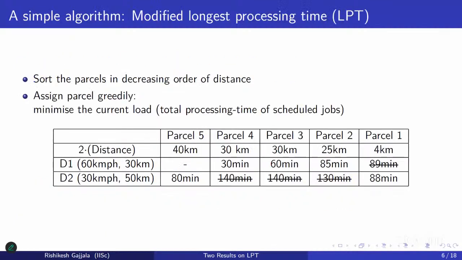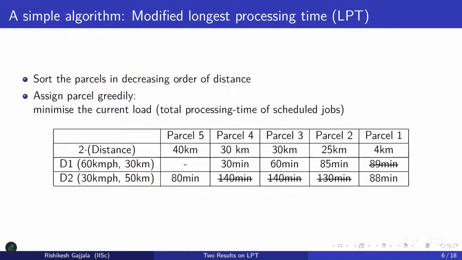There is this simple algorithm called the longest processing time algorithm. And it turns out this algorithm is very good for this particular problem. Let's see what the simple heuristic is. We take all the parcels first and sort them in decreasing order of distance. So we have these 5 parcels at sorted distances. Now you assign each parcel greedily and minimize the current load.